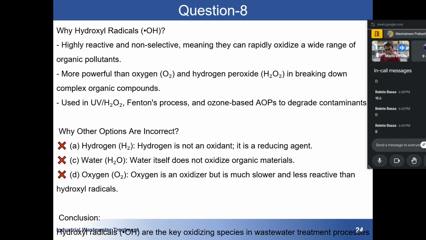Hydrogen is not an oxidant; it is a reducing agent. Water itself does not oxidize organic matter. O2 is an oxidizer, but much slower and less reactive than the hydroxyl radical. The correct answer is the OH radical.